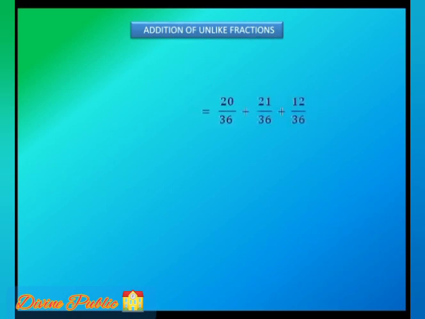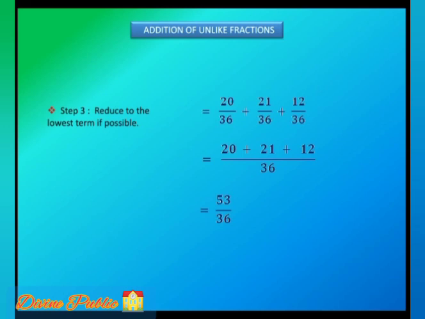So we will add all the numerators separately and write the denominator as it is, that is equal to 20 plus 21 plus 12 upon 36. The sum of the numerators is 53 and the denominator is 36. Now reduce it to the lowest term if possible, and then convert to a mixed fraction, that will be 1 17/36, or 1 whole 17/36.